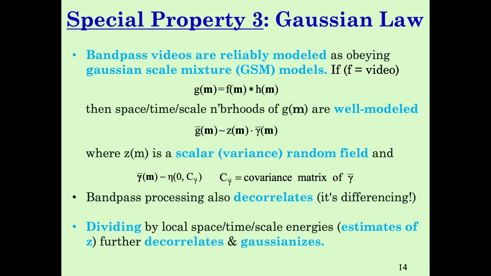So bandpass processing of video creates a model that is very reliably modeled as a Gaussian scale mixture. Okay? If you took 1 billion videos all over the world with 1 billion different cameras, they will all obey this model. It also suggests that if we estimate this local variance field, divide it out, or condition on it, all we have left is this sort of Gaussian noise. Okay? Why is it there?